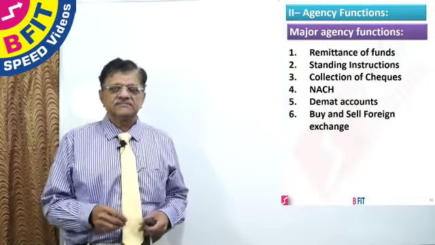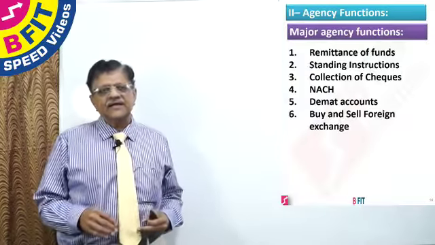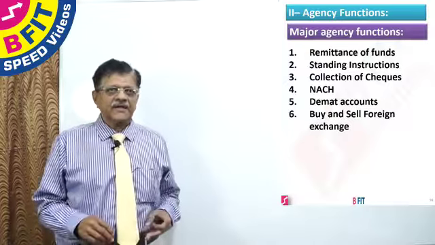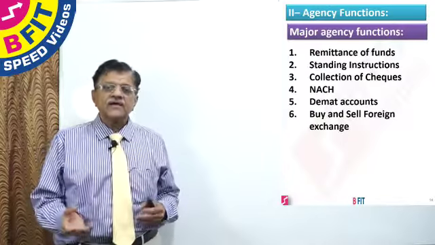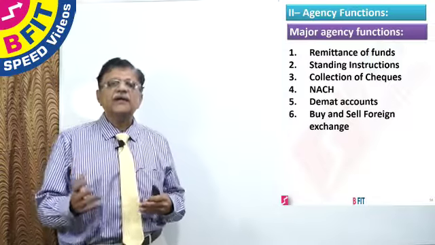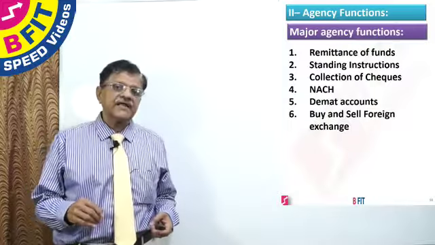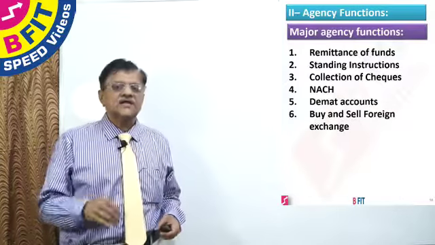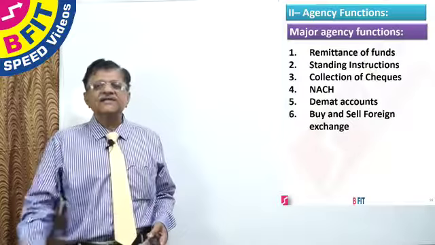First is remittance of funds, standing instructions, performing standing instructions as per the guidelines of the customer. Then collection of checks, collect checks or bills on behalf of the customer. NACH means National Automated Clearing House, for making small value, frequently remitted money like telephone bill, etc. And then demat account, opening of a demat account to facilitate dealing in shares, and then buying and selling of foreign exchange as authorized dealer on behalf of Reserve Bank of India. These are the major agency functions of a bank. Let us see one after the other.